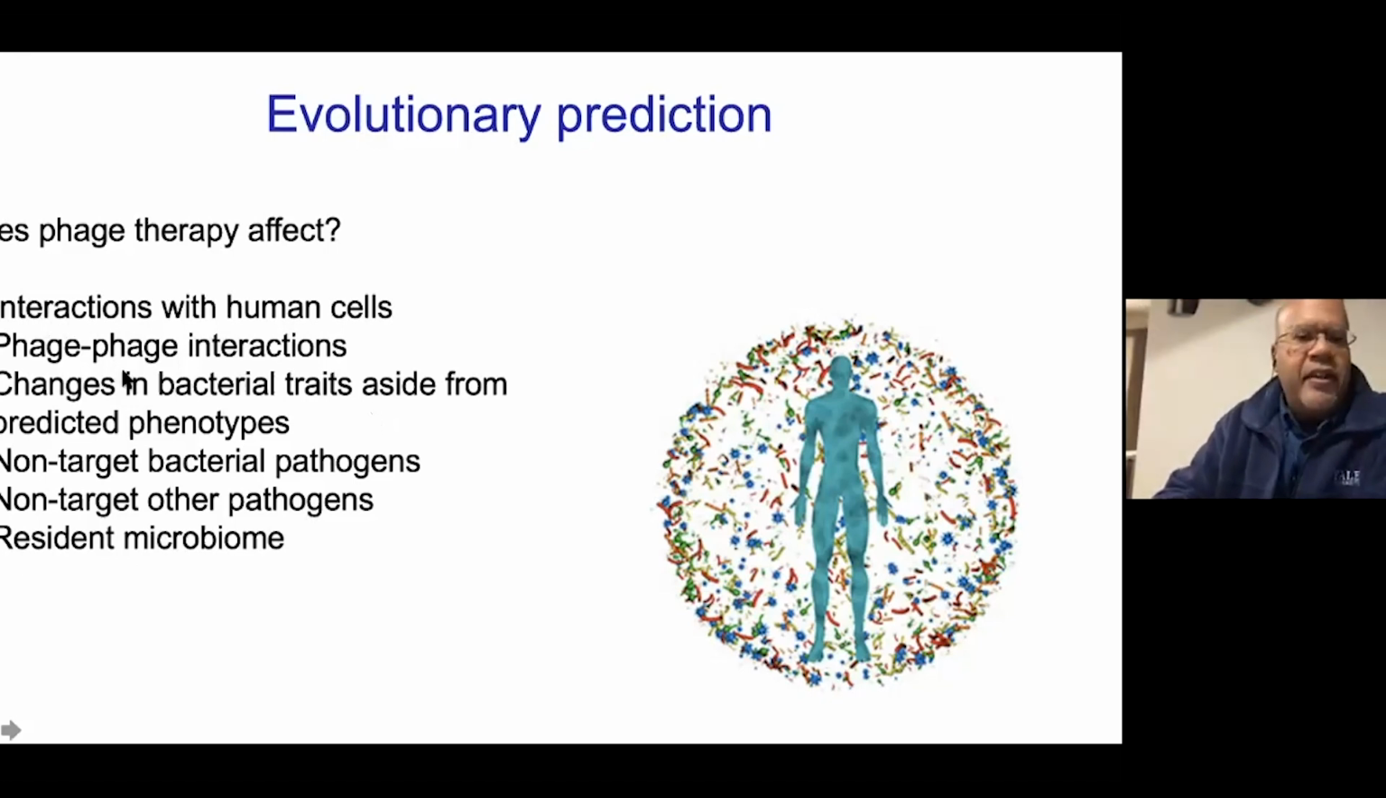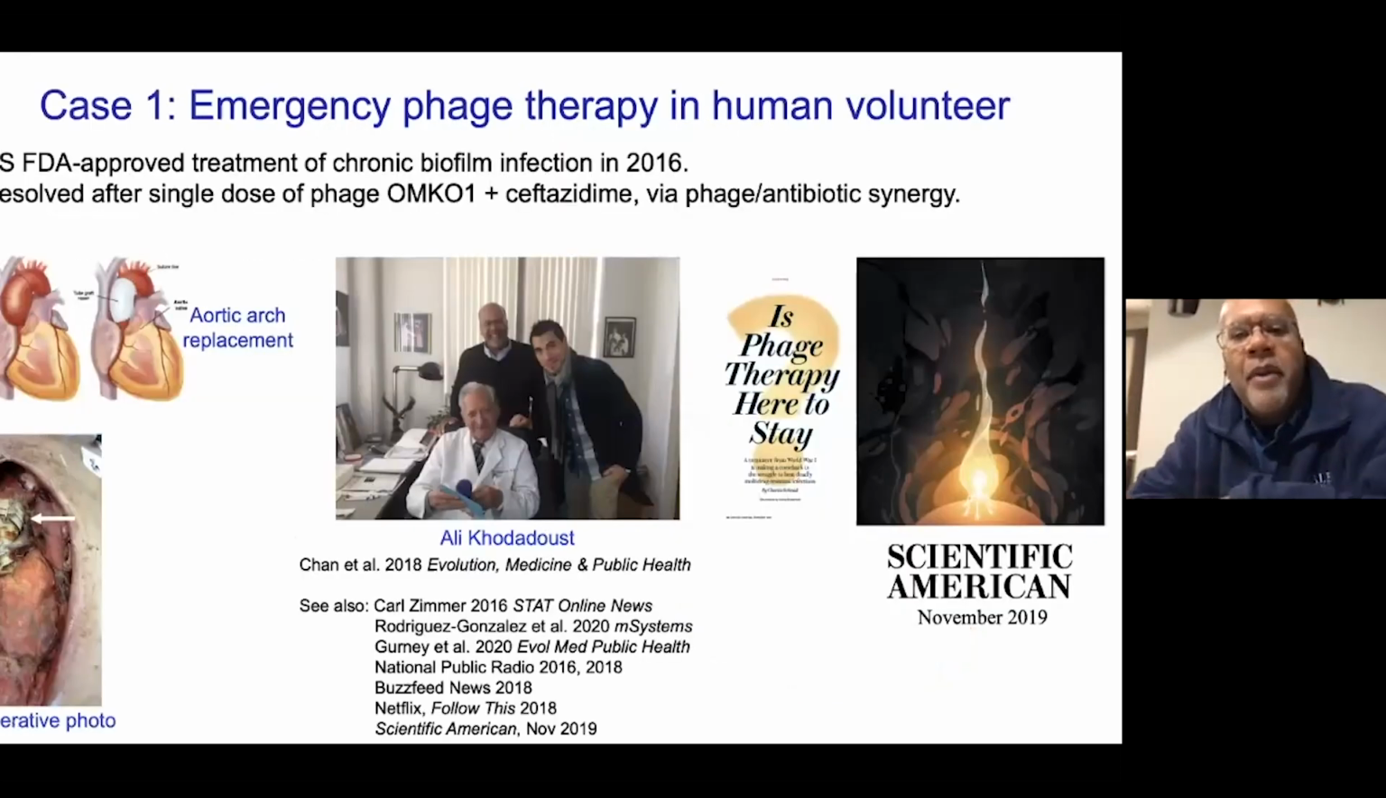All kinds of things could stand in the way. Would phage therapy affect interactions with your cells for some reason? Other members of your microbiome, even phages that are there all the time, other bacteria that are there, other pathogens might get an upper hand if you take a phage and remove one pathogen. Is it actually making it easier for another pathogen to come in? So these are all questions we grapple with, and yet we move forward.